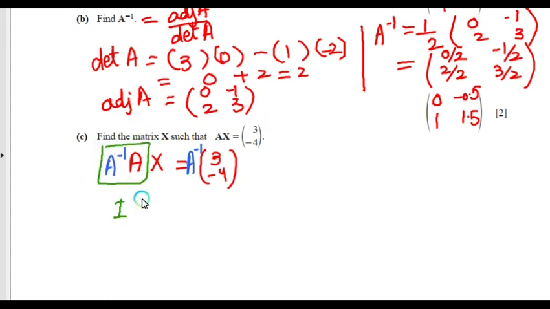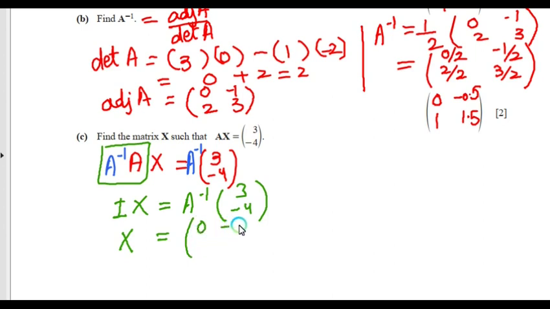it will be 0 over 2 and negative 1 over 2. I have actually taken this 1 over 2 inside this. So 2 over 2 and then 3 over 2. So we get 0, 1, negative 0.5 and 3 over 2 is 1.5, right. So this is actually the inverse of A. Okay, next is finding the matrix X such that A into X is equal to this.